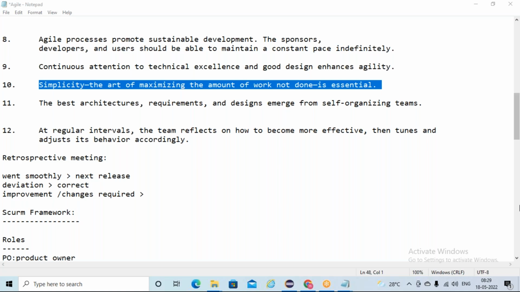The work which is completed, leave it. It is anyhow done; pass is pass. But the work which is not completed is more essential. That is the point of the art of maximizing the amount of work not done. Whichever is completed is good, and we don't worry about that. We worry only about the work which is not done.